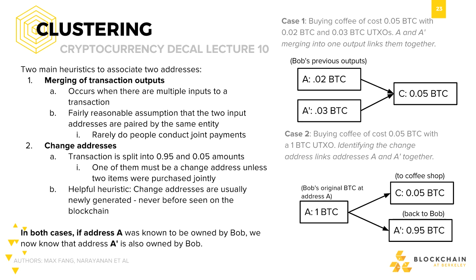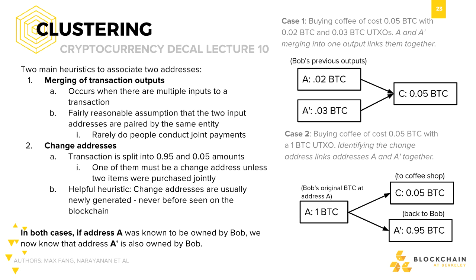Well, to get change back to yourself and not spend the full Bitcoin, you need to make another output that sends the Bitcoin back to yourself. And now you can assume that the output that I was spending from, the UTXO, is owned by the same person as the change address, right? But to identify this change address, you just need to see that, generally, in all of these implementations of Bitcoin clients and wallets, you've never seen these change addresses before on the blockchain.